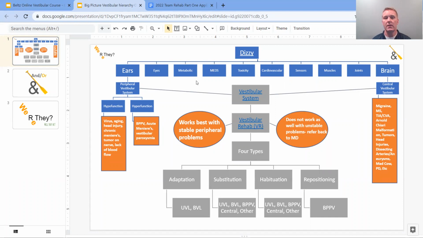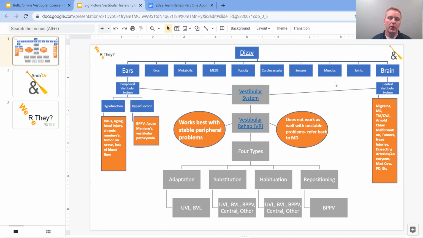Could it be that they have a blood sugar issue? Are they taking too many medications? Is there a heart issue involved? Could there be a neck issue? Could there be neuropathy? Those are the big reasons that people can be dizzy.